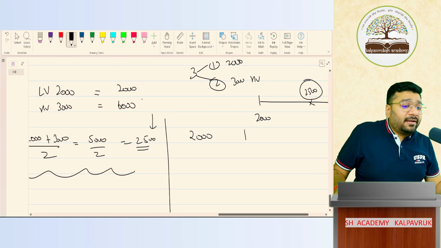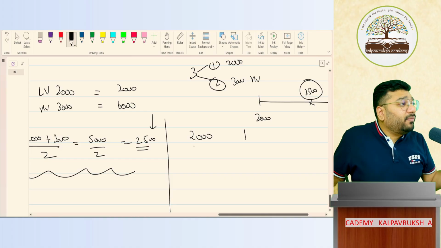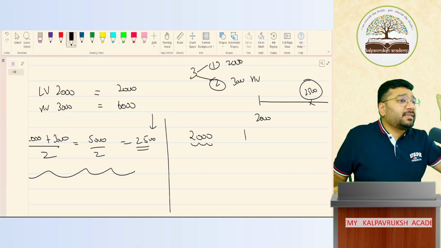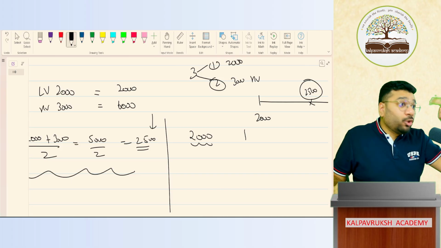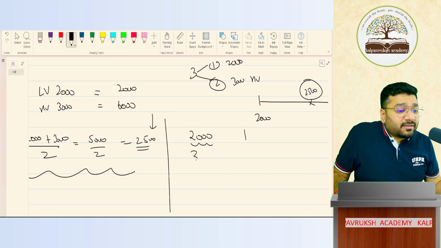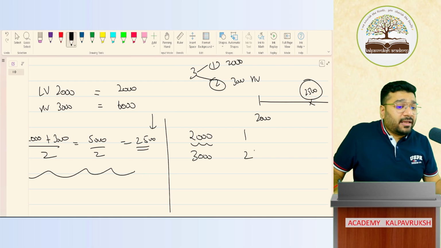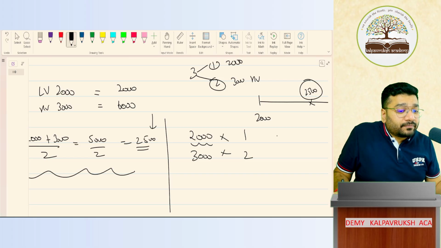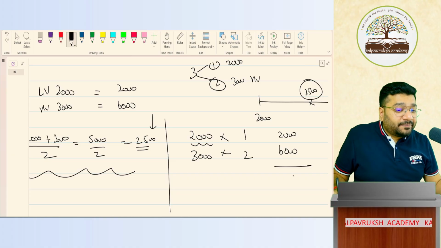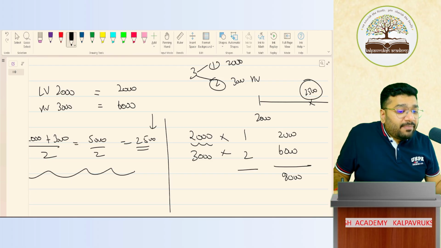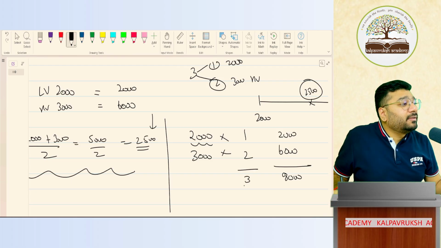Another expert is saying that no, this is not the right way of calculating. 2000 rupees is the cost of one shoe, which is a low value item. Whereas for the high value item, how much is the cost? How many items are there? 2 items are there. In total, how much? 2000 and 6000. What is the total cost that you've spent? 8000 rupees you have spent. Now divide by what? Divide by 3.